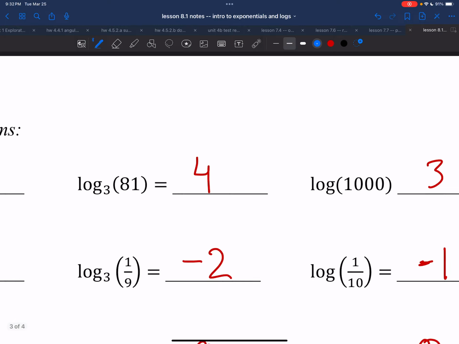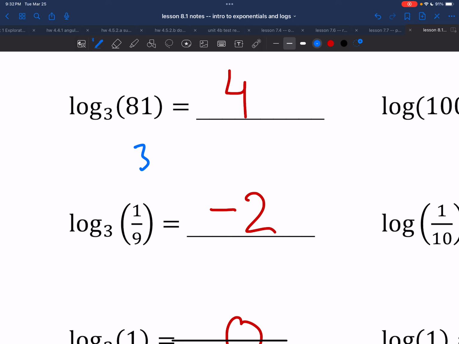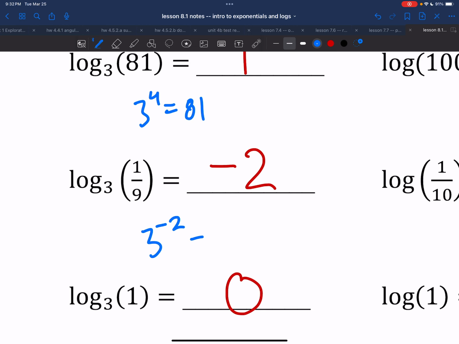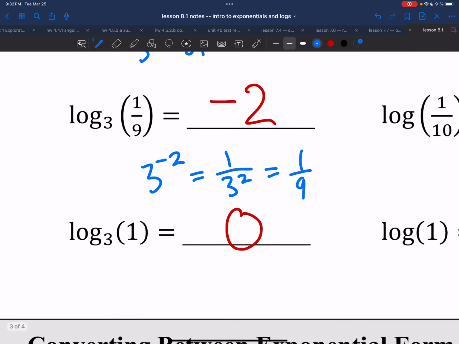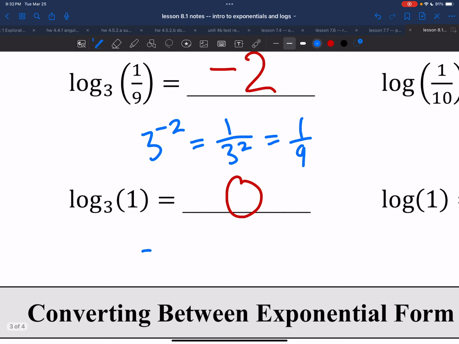Yeah, and that's true for all of these. 3 to the 4th is 81. 3 to the -2 is 1 over 3 squared, which is 1 over 9. This one's interesting. 3 to the 0, well, anything to the power of 0 is 1.